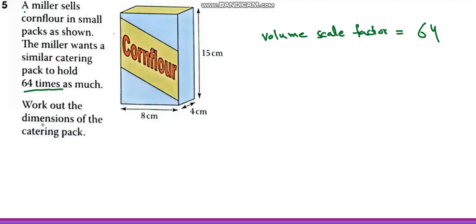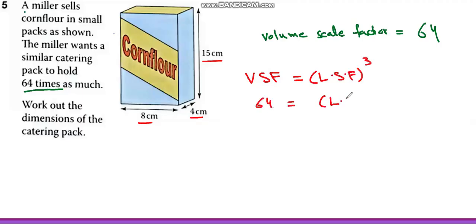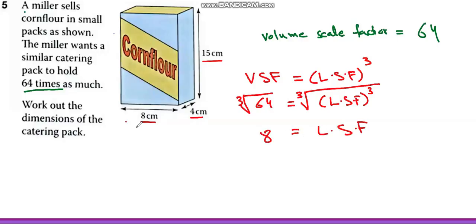So before finding the new dimensions, first we need the linear scale factor for the dimensions. We know that the volume scale factor, I'm using VSF for the volume scale factor, will always be the cube of the linear scale factor. I know the volume scale factor, which is 64. So to get the linear scale factor, I should take the cube root on both sides, and that should be 8. Now we will multiply each dimension by 8 to get the new dimensions.